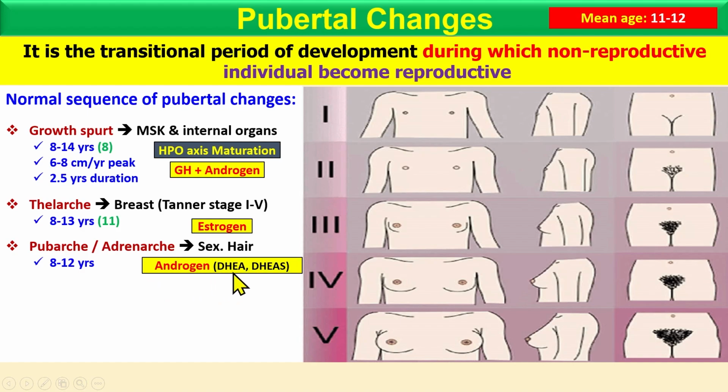So dehydroepiandrosterone and dehydroepiandrosterone sulfate, they are dependent upon this. So this is actually present in both male and female, which is responsible for the hair growth.